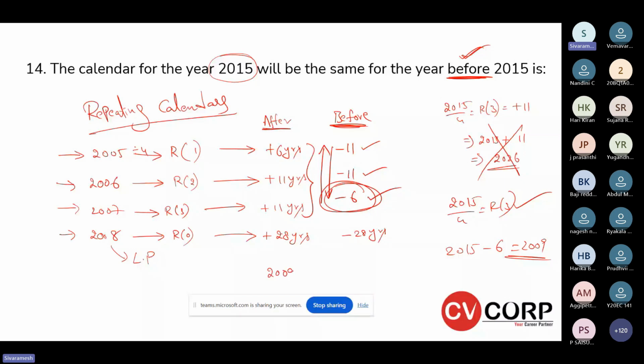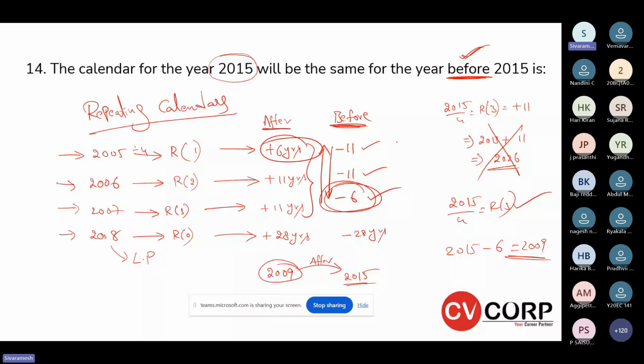If I ask for the 2009 calendar, after how many years will it repeat? Obviously 2009 gives remainder 1. When I'm talking about after, after how many years? 6 years. When you come forward from 2009, it will be 2015 again, so it will match. The only thing you should understand is these values, after how many years the calendar will get repeated. Hope you are all clear.